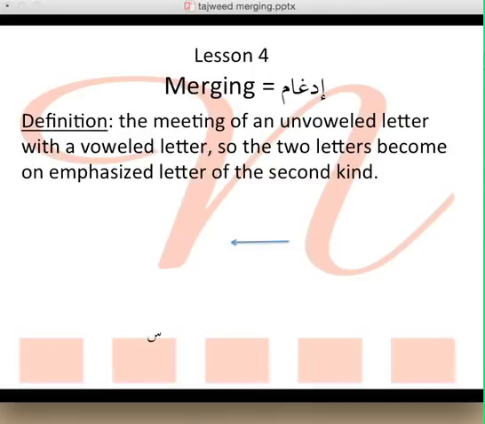There is a mistake here. Instead of "on", it should be "one". Okay, now that's the definition of idgham.